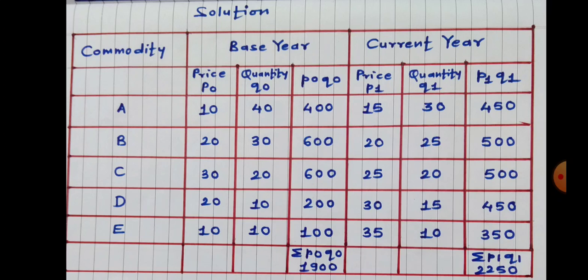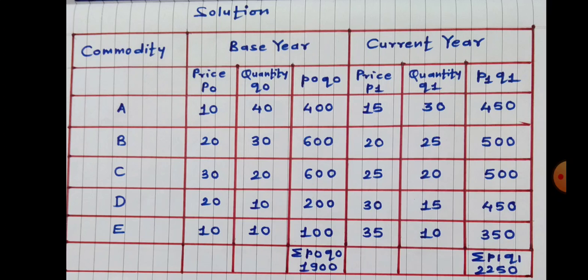Okay, now we have to find out the values of P0 Q0, that is 10 into 40 we get 400, 10 into 30 we get 600, 30 into 20 we get 600, 20 into 10 we get 200, 10 into 10 we get 100. After that we have to find out sigma P0 Q0. Yes, what is sigma P0 Q0? Summation of all prices and quantities in the base year. So 400 plus 600 plus 600 plus 200 plus 100, we get 1900. That is the value of sigma P0 Q0.